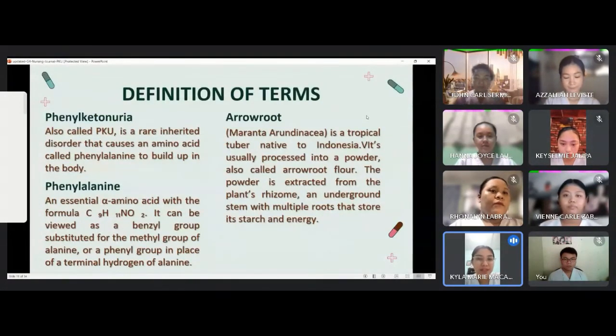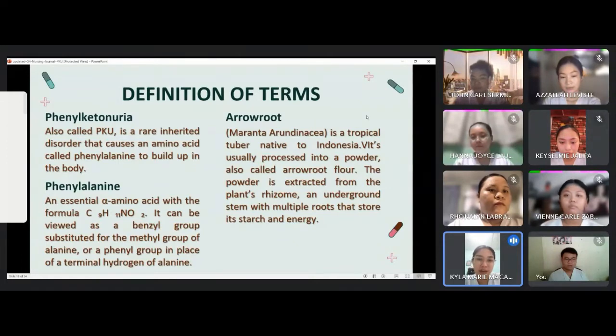Okay, so as per the definition of terms, first we have phenylketonuria, also called PKU. It is a rare inherited disorder that causes an amino acid called phenylalanine to build up in the body. Next is phenylalanine. It is an essential amino acid with the formula C9H11NO2. It can be viewed as a benzyl group substituted for the methyl group of alanine, or a phenyl group in place of a terminal hydrogen of alanine.